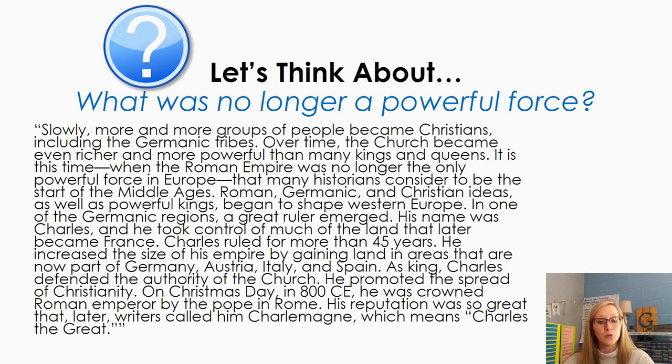In one of the Germanic regions, a great ruler emerged. His name was Charles, and he took control of much of the land that later became France. Charles ruled for more than 45 years. He increased the size of his empire by gaining land in areas that are now a part of Germany, Austria, Italy, and Spain. As king, Charles defended the authority of the church. He promoted the spread of Christianity. On Christmas Day in 800 CE, he was crowned Roman Emperor by the Pope in Rome, the papacy. His reputation was so great that later writers called him Charlemagne, which means Charles the Great.